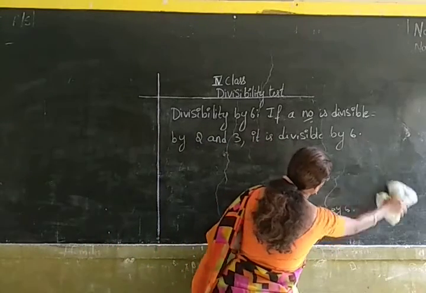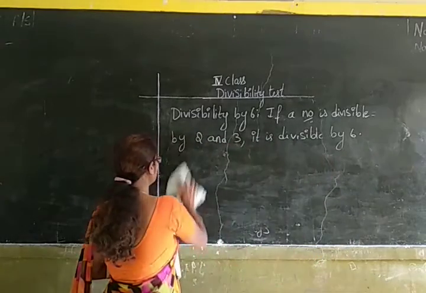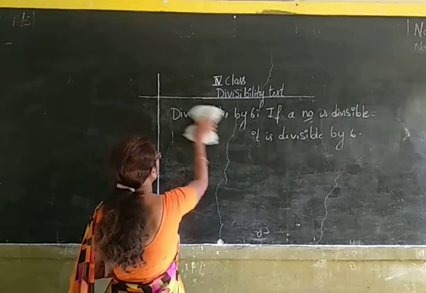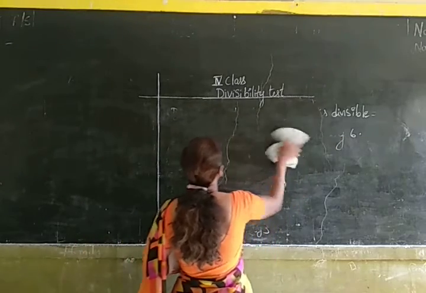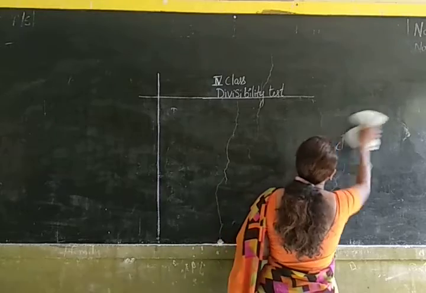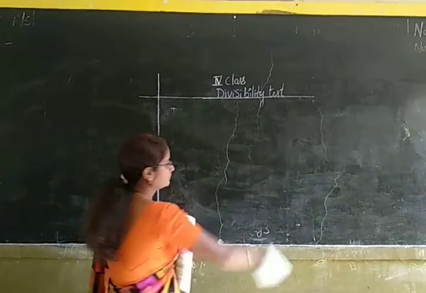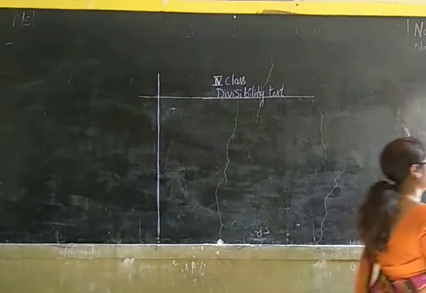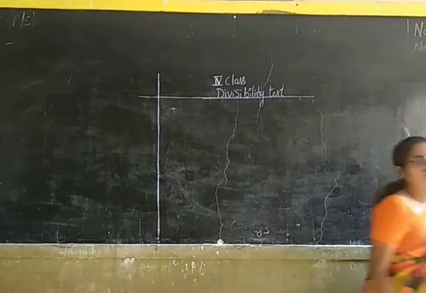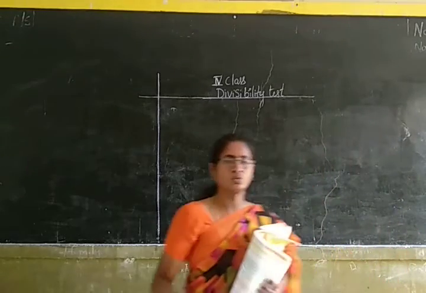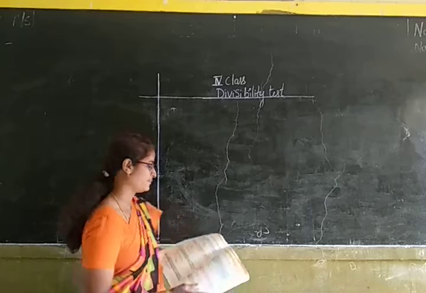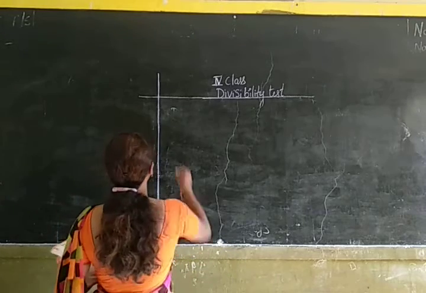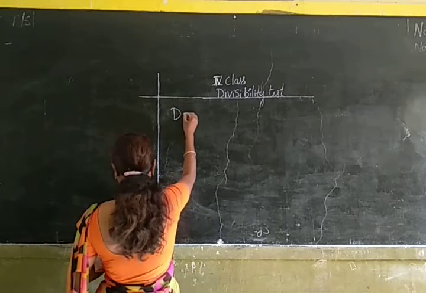To check whether the number is divisible by 2, you have to see whether the number is having 0, 2, 4, 6, 8 in its ones place. To check whether the number is divisible by 3, you have to check whether the sum of the digits is divisible by 3. So if the number is divisible by 2 and 3, then we can say that the number is divisible by 6. Okay, children? Now let us learn the divisibility rule for 7.